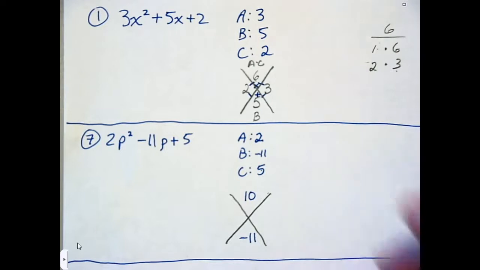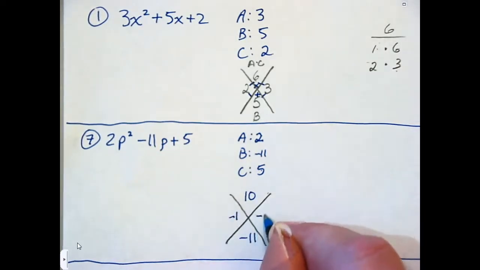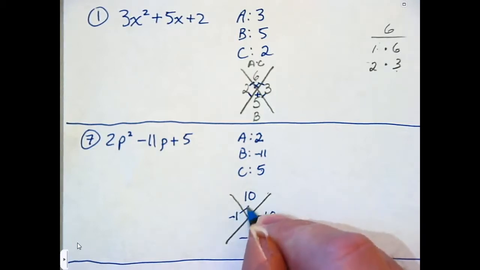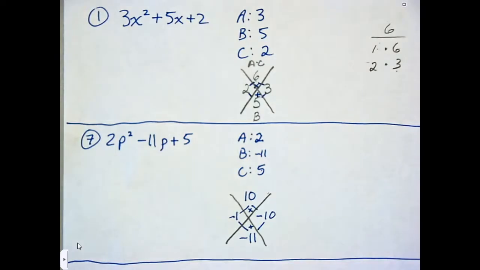Okay. How about 2 times 5? No. So how do you make a negative? Make both of them negative? So what if we go negative 1 and negative 10? Does that multiply to make 10? Yeah, it does. Does it add to negative 11? Certainly. It is fantastic. I'm glad we agree.